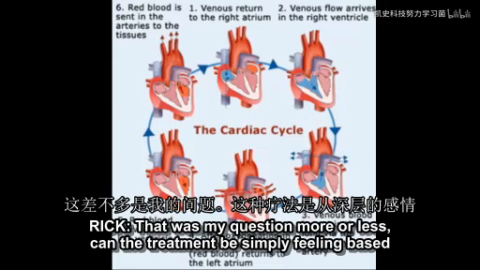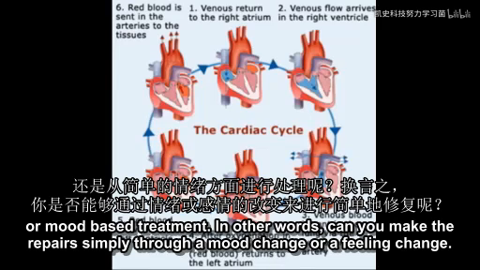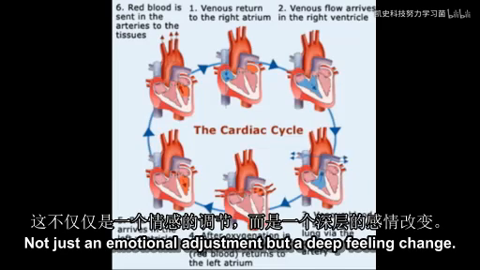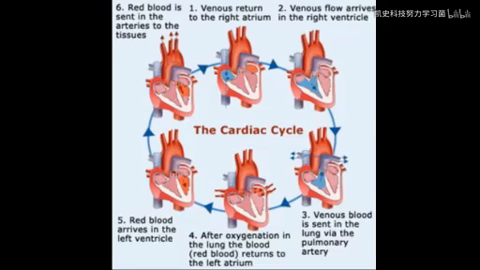Next question. That was my question, more or less: can the treatment be simply feeling based or mood based? In other words, can the body repair itself simply through a mood change or a feeling change, not just an emotional adjustment, but a true, deep feeling change?